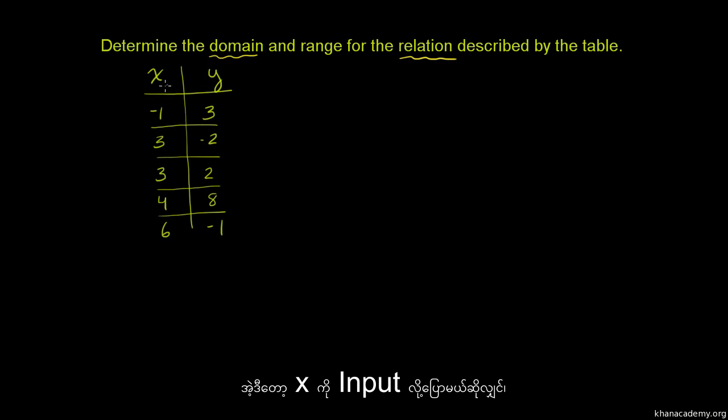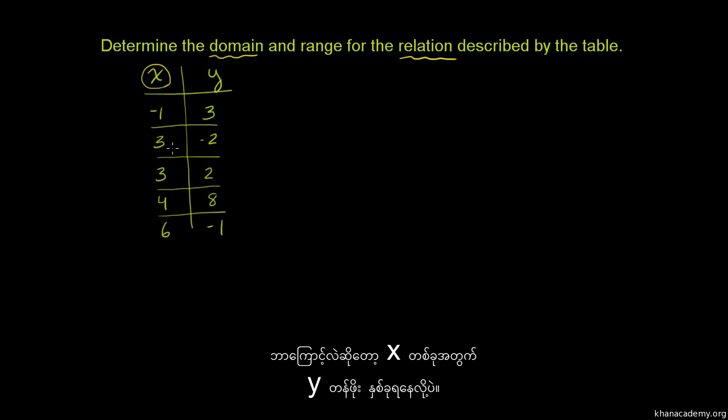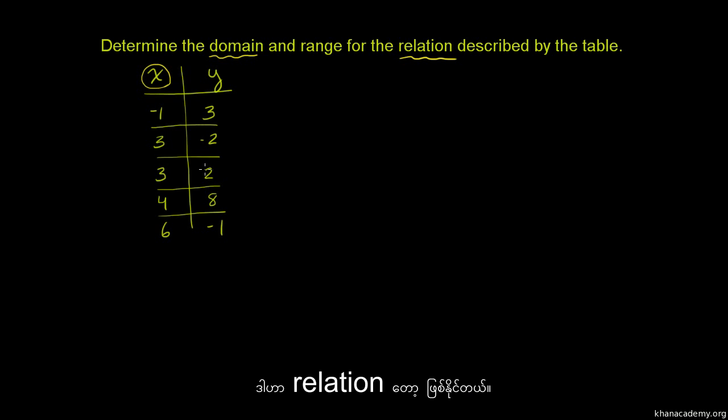And so you can view the x as the inputs. So when x is -1, y is 3. When x is 3, y is -2. When x is 3 again, now y is 2. And that's why we can't describe this as a function here, because we have two different y values for a given x value. But it can be a relation. When x is 4, y is 8. When x is 6, y is -1.